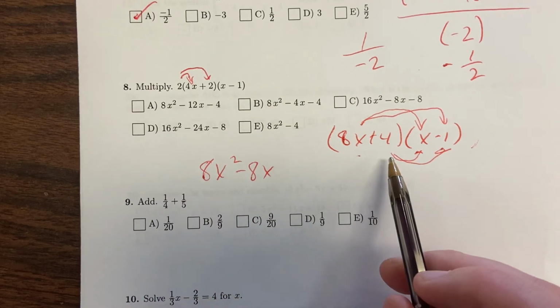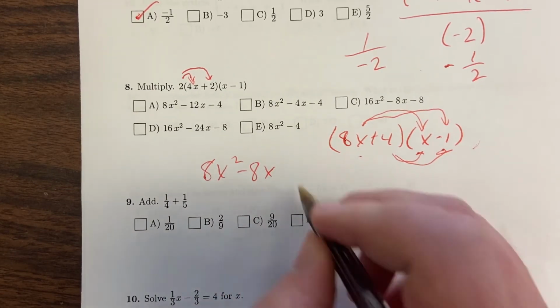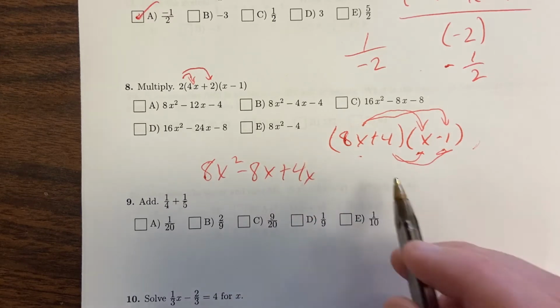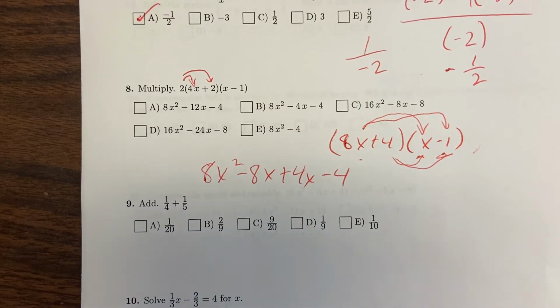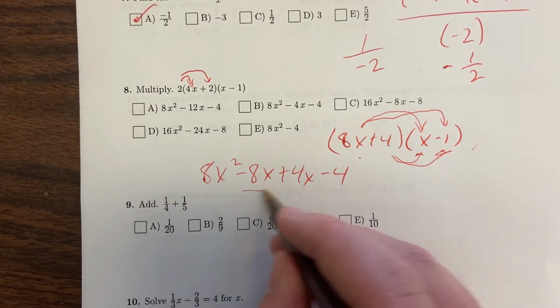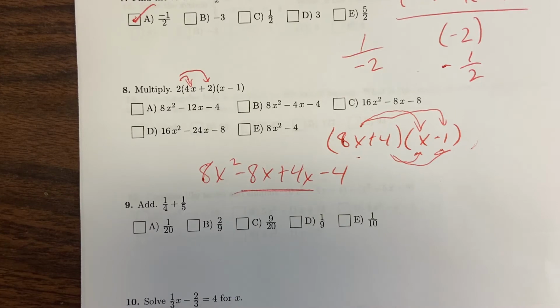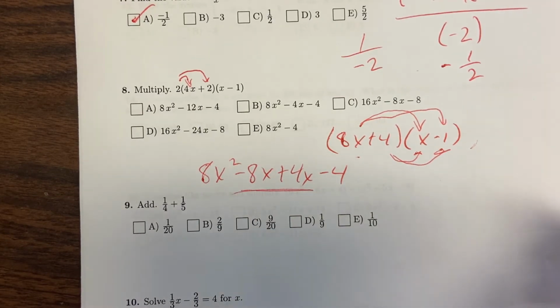Now I've got to distribute the 4. 4 times x is +4x. +4 times a -1 is a -4. Okay, so when I expand out this binomial, I'm now left with 4 terms. Look to simplify, and I have a -8x plus a 4x, which is a -4x.